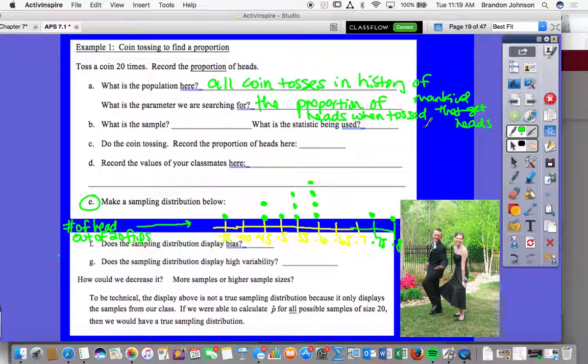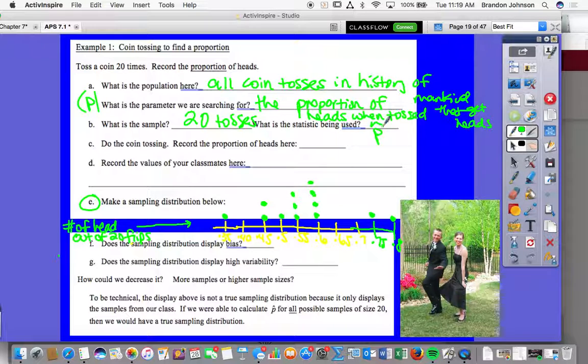So, question, what is the sample that we just did? 20 flips. We say 20 tosses. By the way, this right here in A is called our parameter, the proportion, we call p. So with the sample, what is the statistic being used? We're going to call that p hat. P hat is the statistic being used.